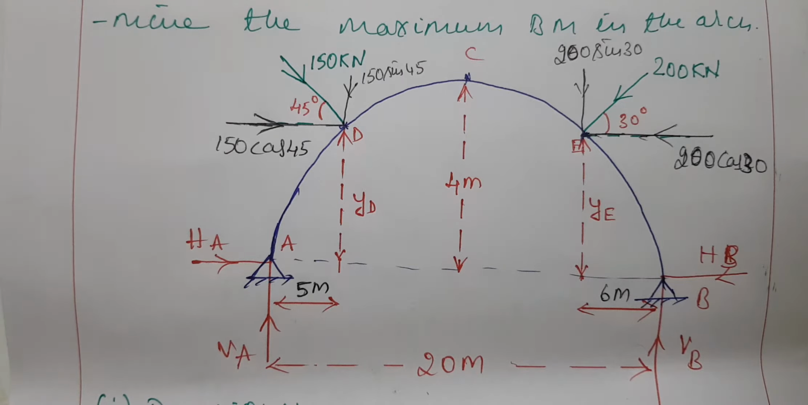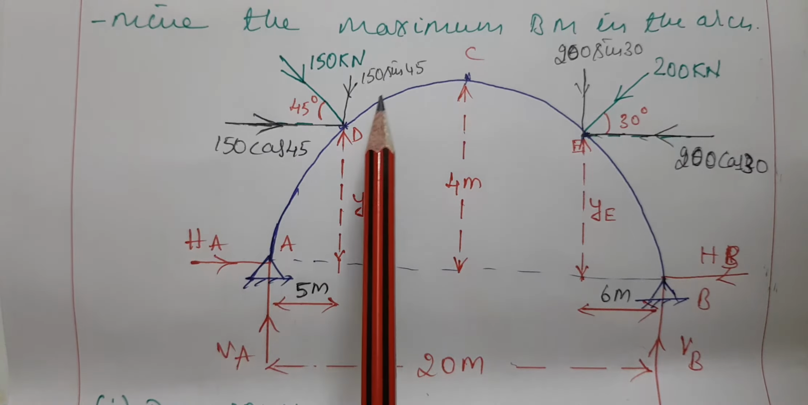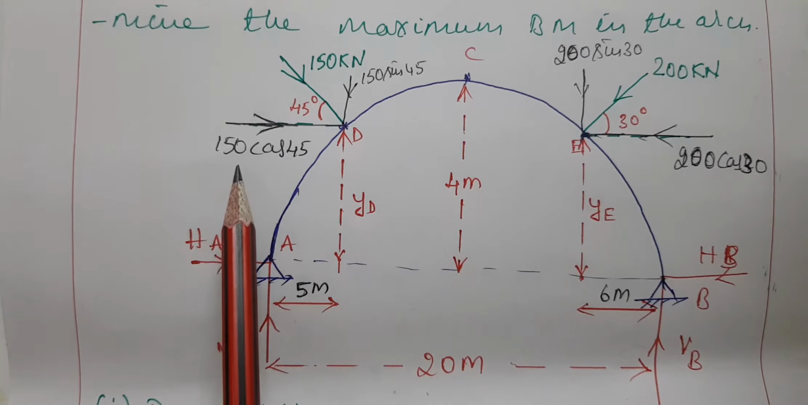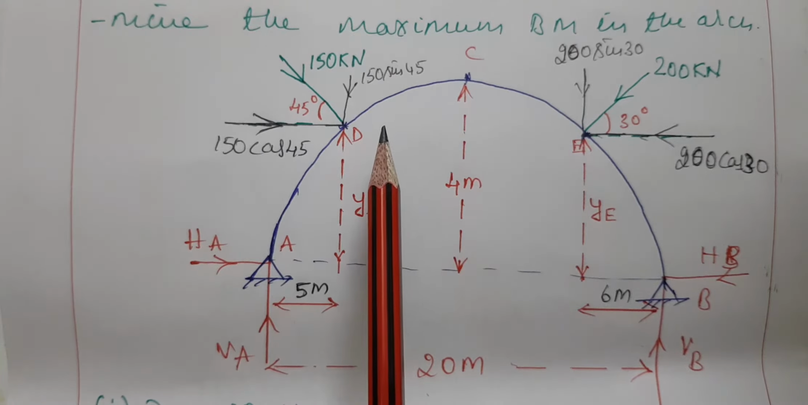For that, we know the first step is to find out the reactions. In order to find the reactions we know the equilibrium conditions, summation of Fx equal to 0, summation of Fy equal to 0. Before that, if an inclined force is there, we have to resolve it into its components. That's what I did here. This is the inclined force, this is the horizontal, and this one is the vertical component. Horizontal component is 150 cos 45, vertical component is 150 sin 45.